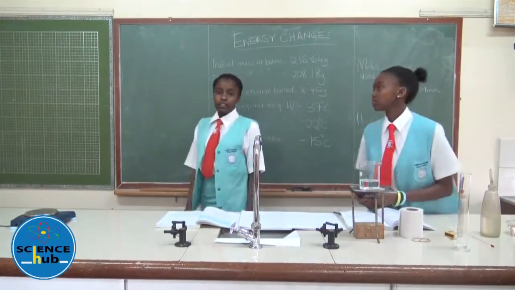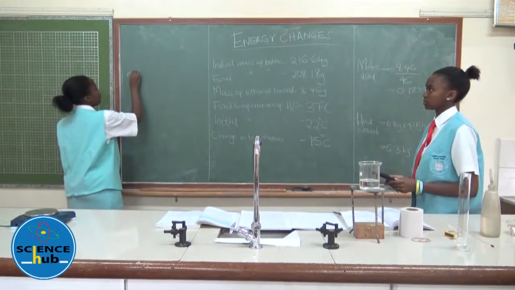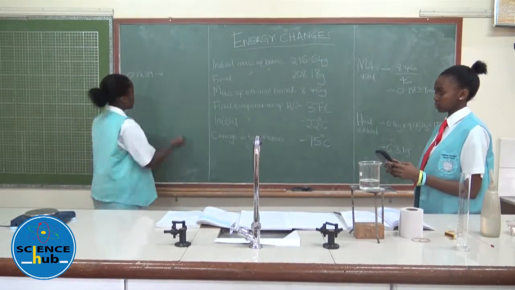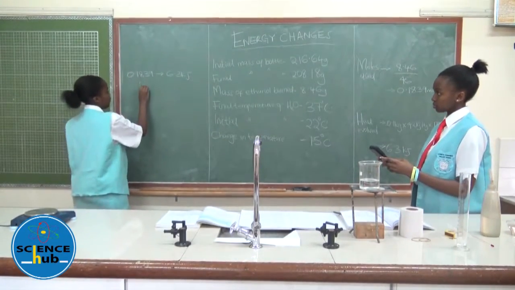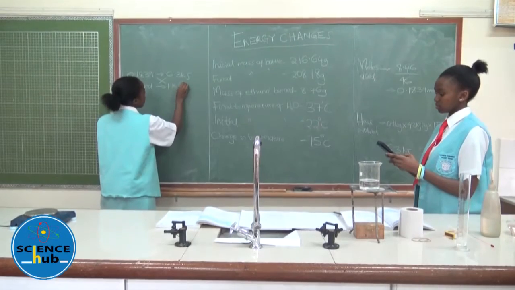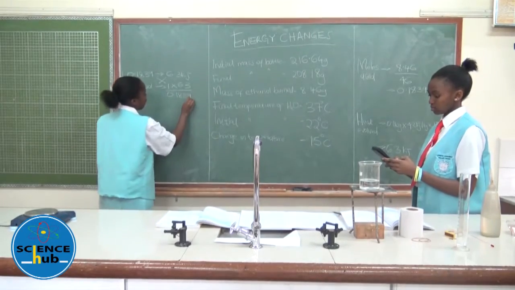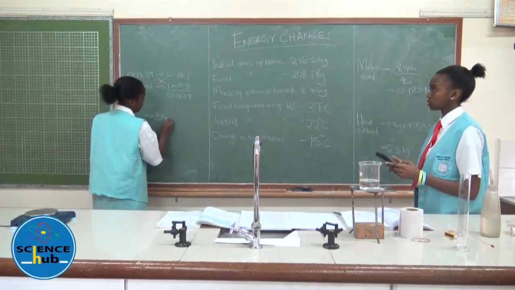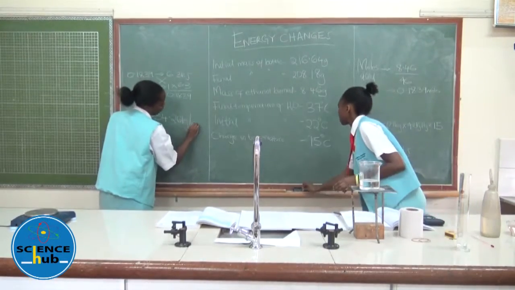Next, we'll find the molar heat of combustion. So we'll say if 0.1839 moles will evolve 6.3 kilojoules, what about 1 mole? We'll cross multiply and it will be 1 times 6.3 over 0.1839. That gives 34.26 kilojoules per mole. This will be the molar heat of combustion.